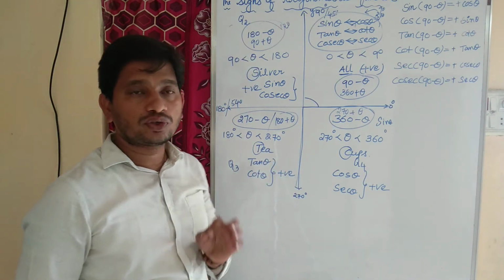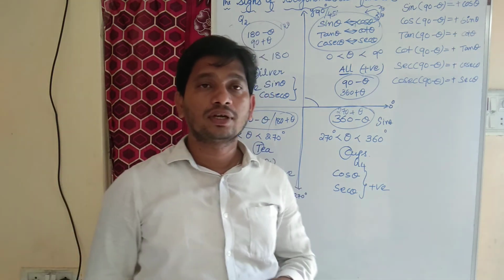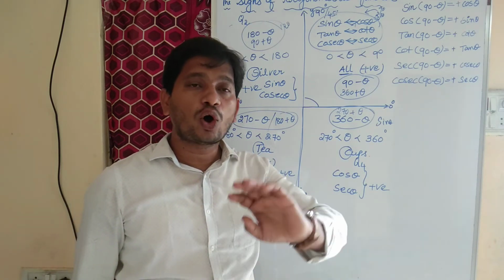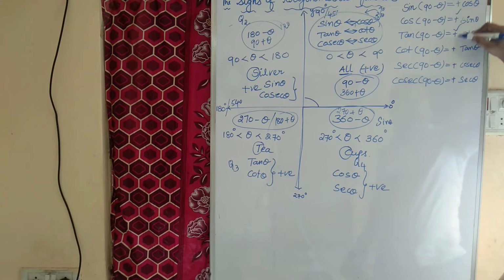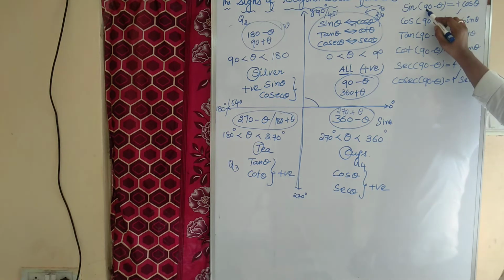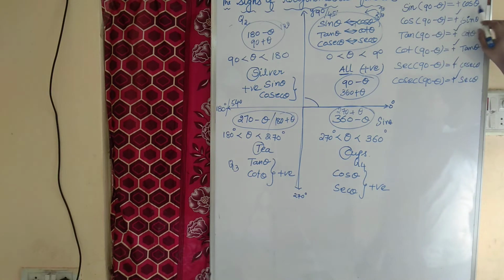First of all we have to check the sign. In the first coordinate all trigonometric ratios are positive. That's why I wrote positive here. If it is 90, sin is going to change as cos. Cos is going to change as sin.